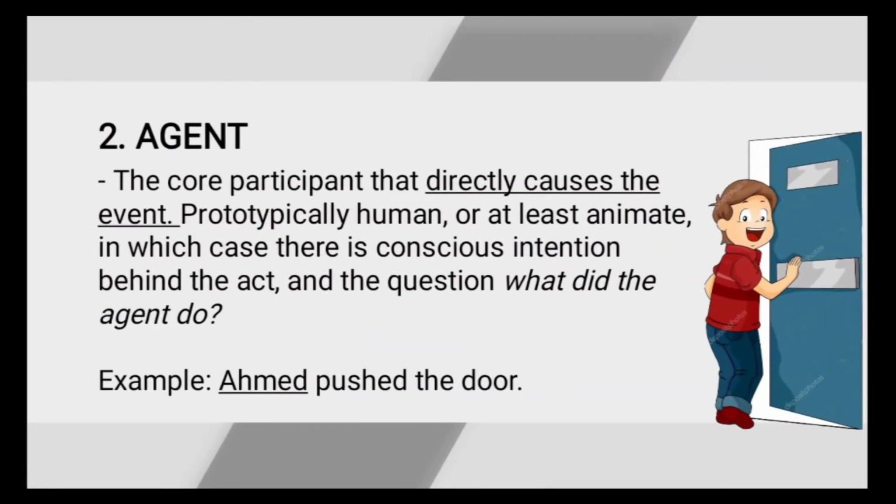The second one is agent. Agent is the core participant that directly causes the event, prototypically human or at least animate, in which case there is conscious intention behind the act. And I ask, what did the agent do? Agent is the instigator of the action denoted by the predicate. For example, Ahmed pushed the door. As in the sentence, the role is taken by Ahmed and Ahmed performs the action, so it is agent.